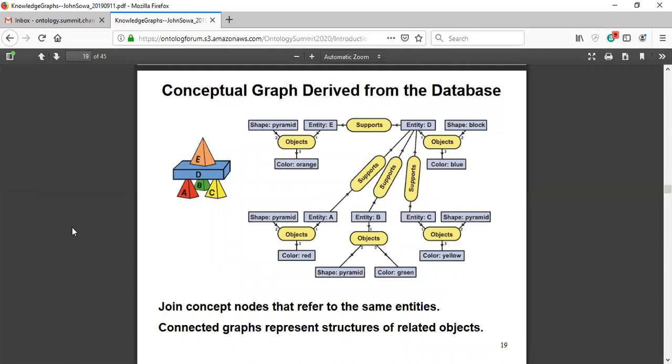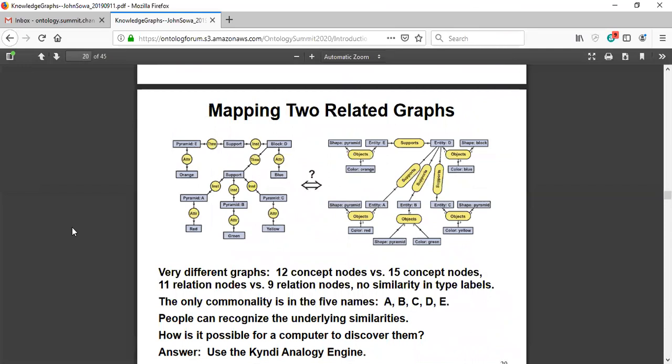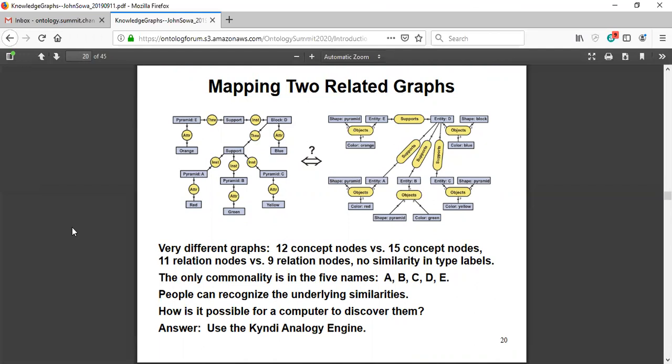And on slide 20, we have two graphs that represent the same structure, but they use a different ontology, and they use a different selection of concepts and relations. That one has 12 concept nodes versus 15 concept nodes in the other. One has 11 relation nodes versus 9 relations. There's no similarity in the type labels. The only commonality is in the 5 names, A, B, C, D, and E.